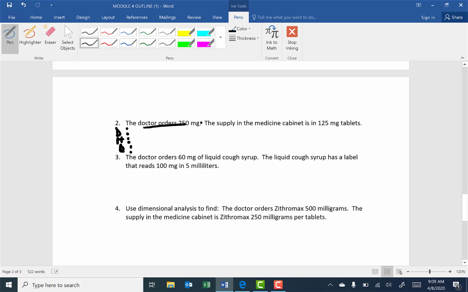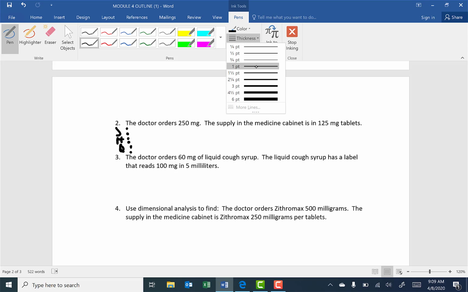The doctor orders 250 milligrams. Wow, what happened there? That was a mess, wasn't it? Okay. And I think our thickness is a little too much, so I'm going to change that.